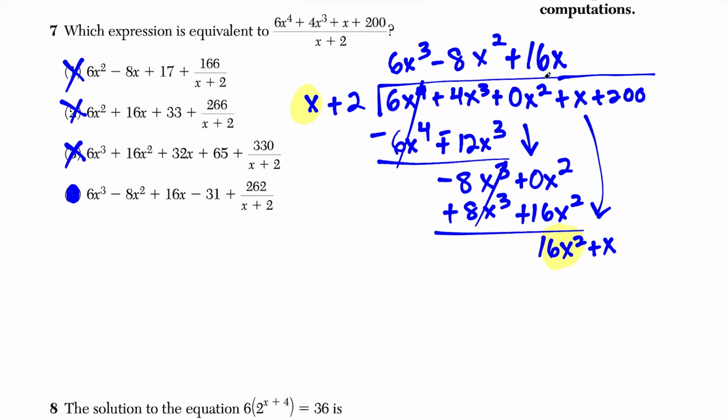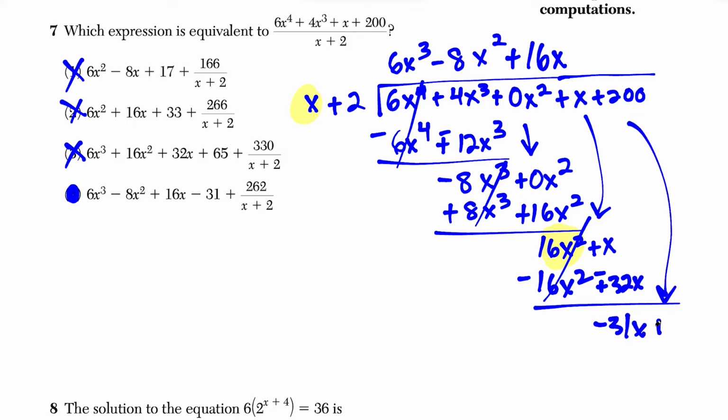We have plus 16x, and now we multiply. We have 16x squared, and then 16x times 2 is going to give us 32x. So we have plus 32x, and remember, we change the sign of everything. So we go minus here and minus here. These terms cancel. 1x minus 32x is minus 31x, and now we bring down the 200. So we're almost done. So we have plus 200.